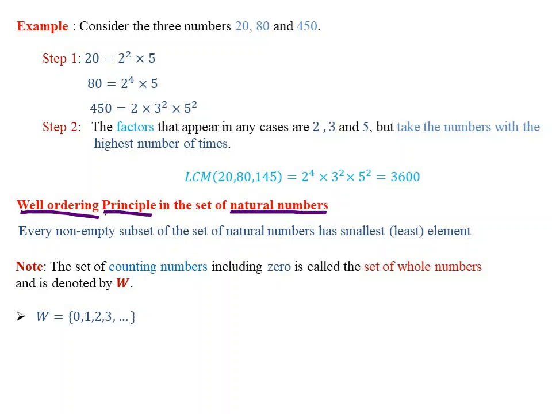Well ordering principle in the set of natural numbers: every non-empty subset of the set of natural numbers has a smallest or least element. Note the set of counting numbers including 0 is called the set of whole numbers and denoted by W. That means W is equal to the set containing 0, 1, 2, 3, and so on. This is called whole numbers. Whole numbers are the natural numbers together with 0.